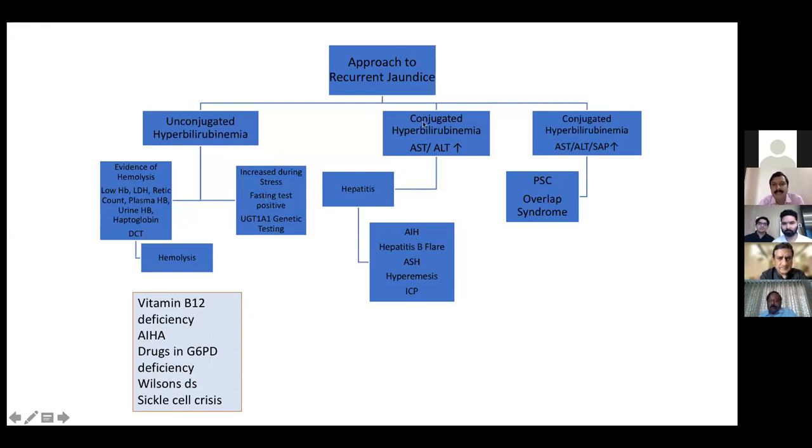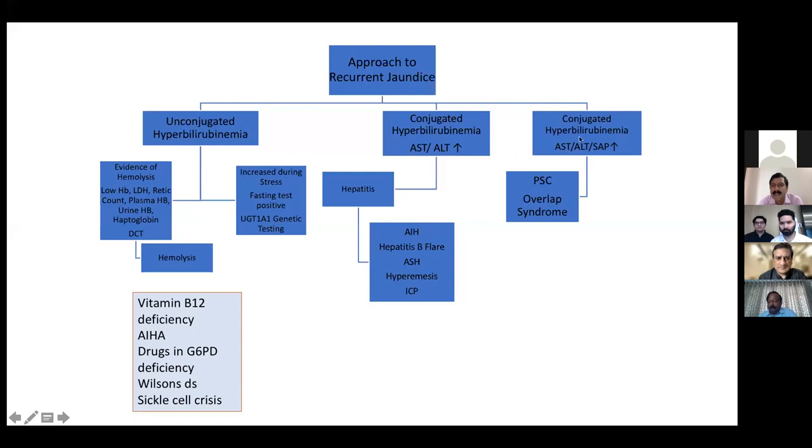The second part is conjugated hyperbilirubinemia with increased liver enzymes, predominantly AST and ALT, and this would fit into a hepatitic-like illness. The common causes we have discussed include AIH, Hep B flare, alcoholic steatohepatitis, and sometimes pregnancy-related disease like hyperemesis gravidarum and ICP can also present like this.